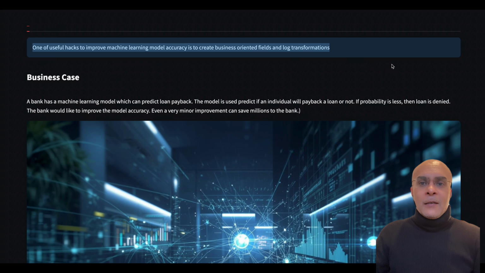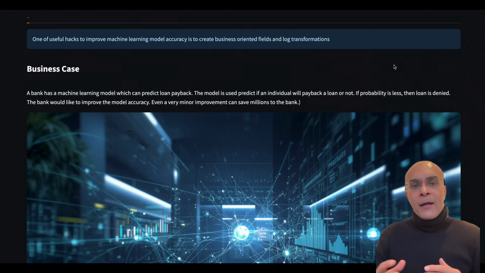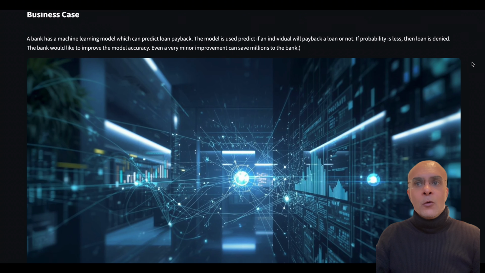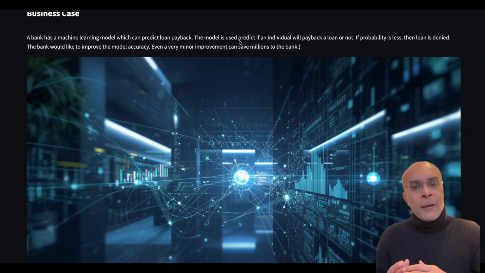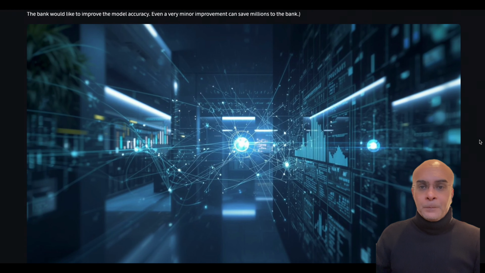The business case I have for you today is a bank that is using a machine learning model to predict loan payback, which means that if this model predicts that the loan is not going to be paid back, the bank doesn't issue the loan. So the bank would like to improve the model accuracy, and even a very small percentage improvement in the model accuracy can lead to very high business value.